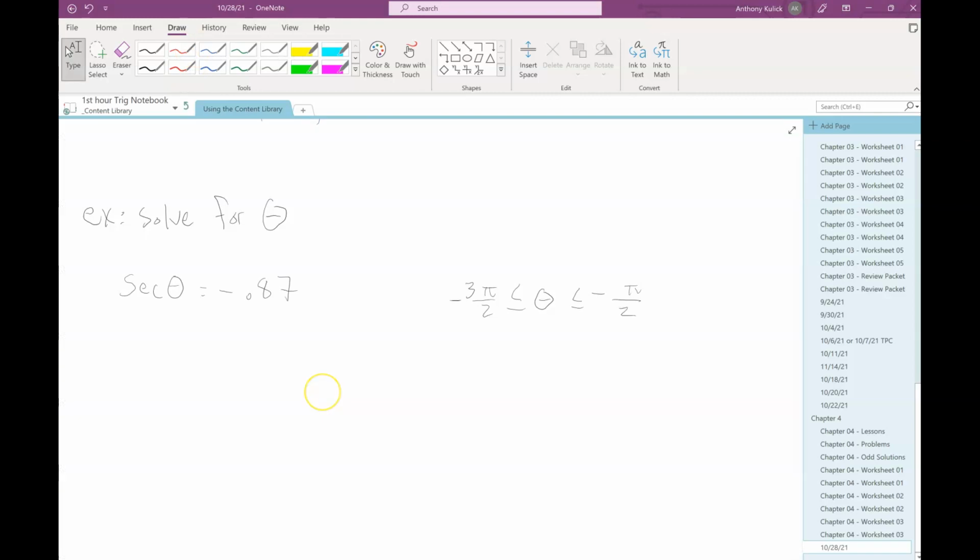First thing I'm going to want to do is translate secant into sine, cosine, or tangent. I remember from chapter 2 that secant is the reciprocal of cosine. So I can just rewrite this as 1 over cosine equals negative 0.87.